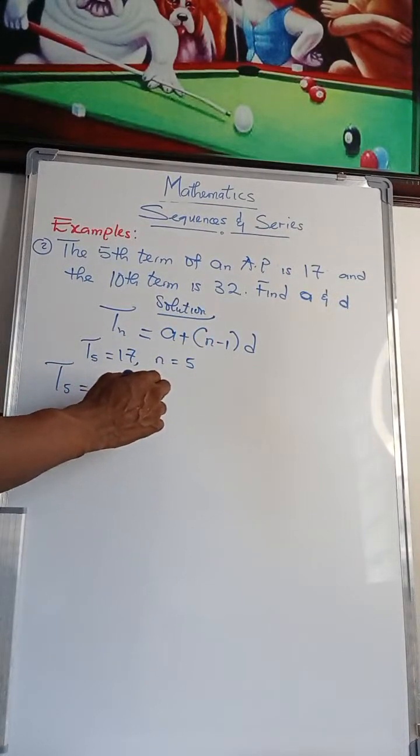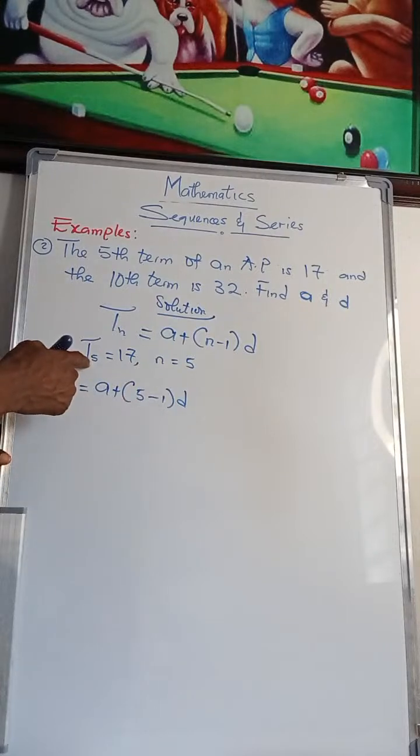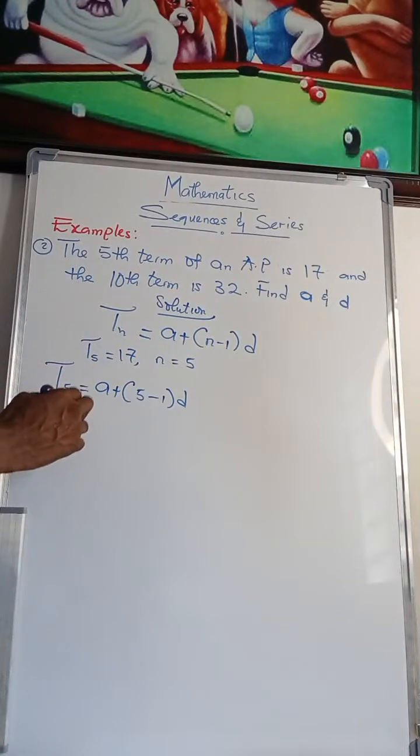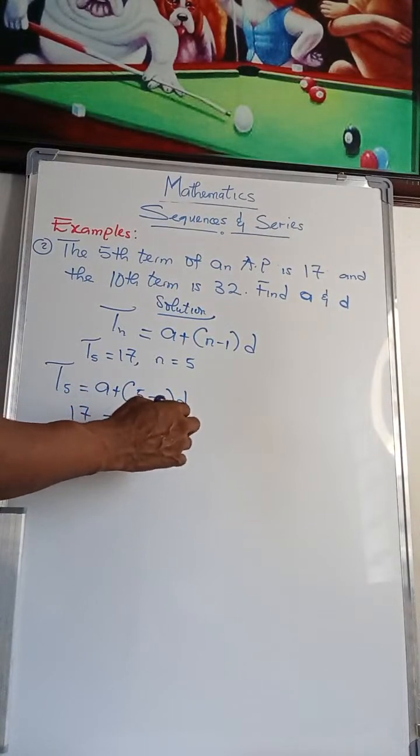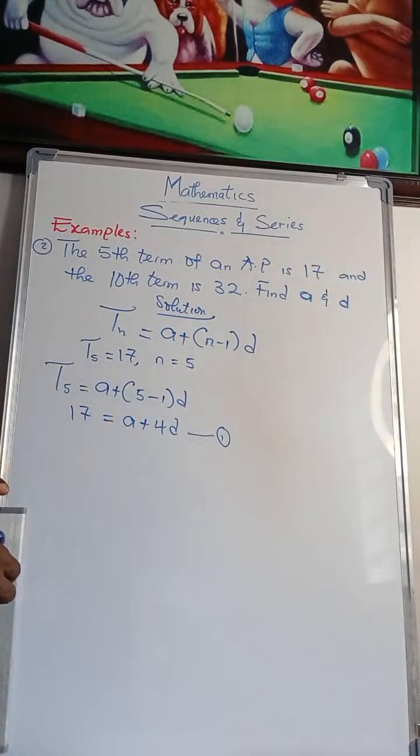Our n is 5 minus 1. The difference we don't know. All right, so the T5 is given to be what? To be 17. So under this T5, we're going to write 17. 17 equals A plus 5 minus 1, which is 4, that will be 4D. So we can name this the first equation, equation 1.